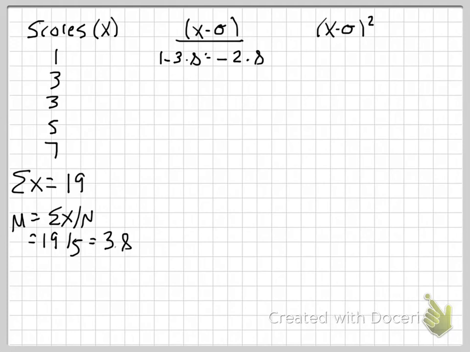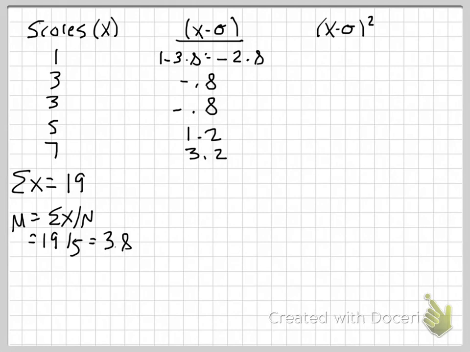Okay. Then we have 3 minus 3.8, which gives us a deviation of negative 0.8, and then negative 0.8 again, because we have another 3. And then 5 minus 3.8 gives us 1.2 as a deviation score. And then 7 minus 3.8 gives us a deviation score of 3.2.